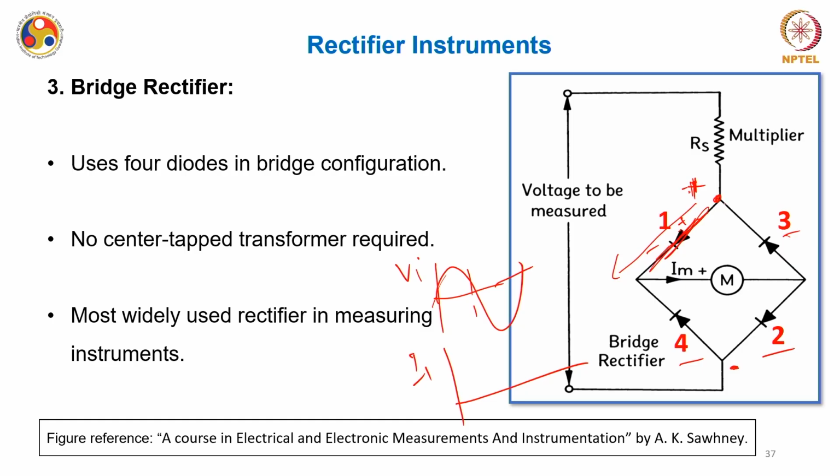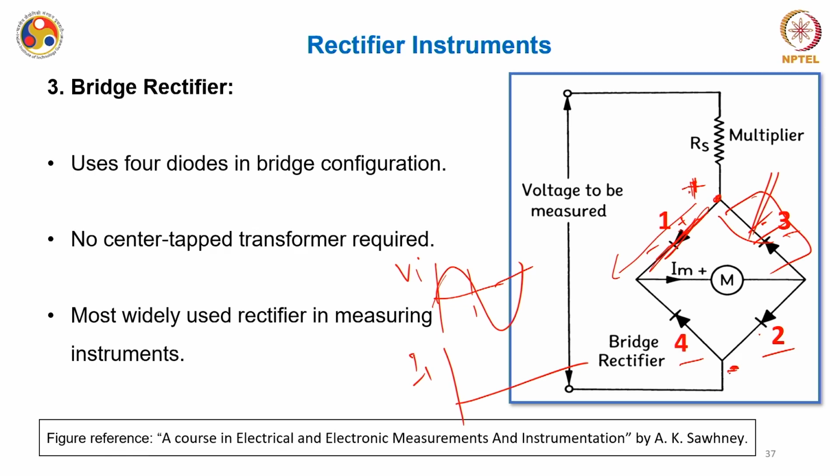Now, if you see this positive is connected to negative of this diode 3, because of which it is acting as an open circuit, no current is flowing through this. So, I am just omitting this part. Now, let us see what happened to this diode 4 and diode 2.